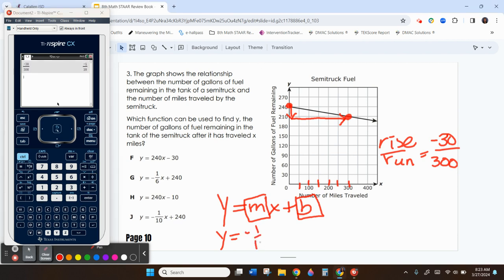So negative 1 over 10x plus the y-intercept. If we look at the graph, we're trying to figure out where it crosses the y-axis. You can see that it started at 240, which means that this number has to be 240. So my answer has to be J. It has to start at 240 like G and F, and then my slope was down 1 over 10.